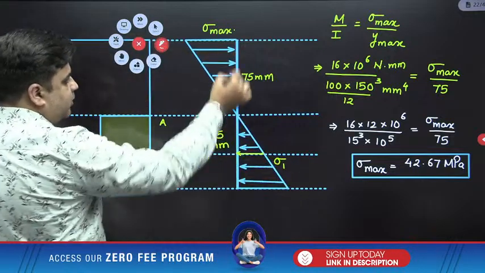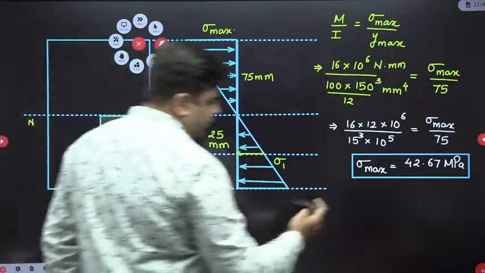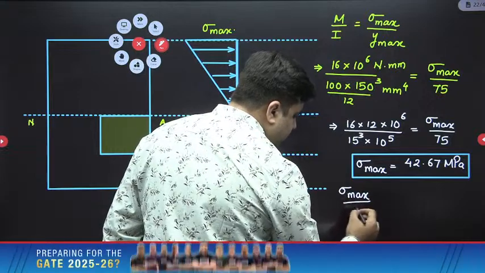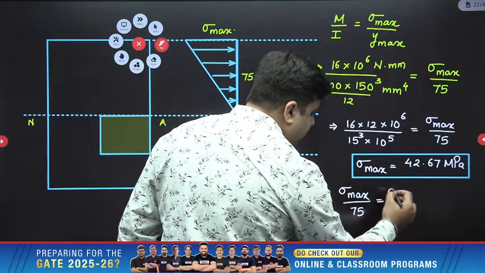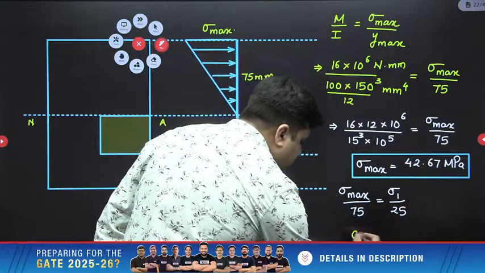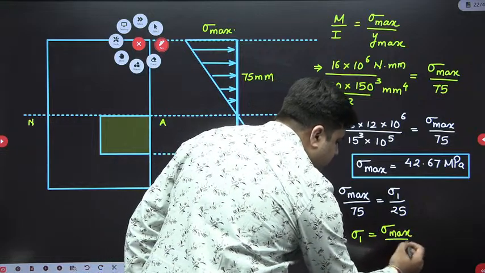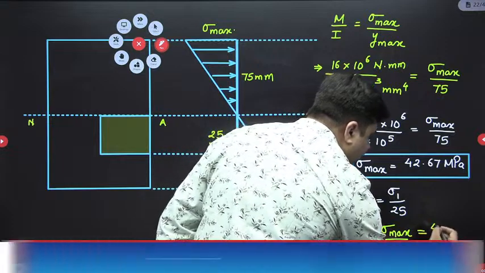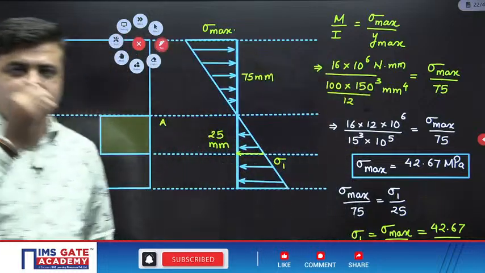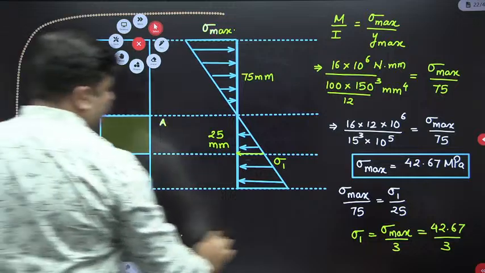So you can use the similar triangle: sigma max upon 75 is equals to sigma 1 upon 25. So sigma 1 is equals to sigma max by 3. Please calculate this. This is 42.67 divided by 3. Please tell me the value.